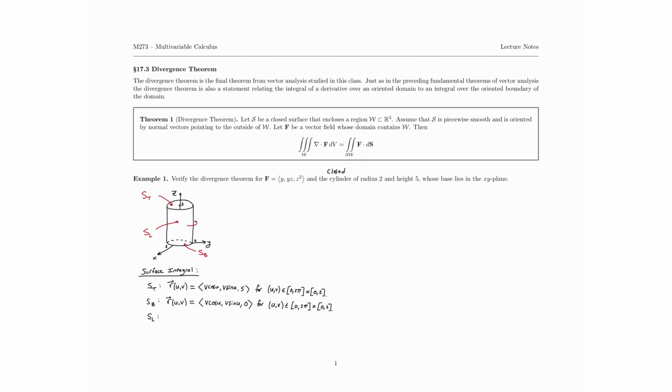For the lateral portion of the cylinder, I guess I should call this r_1, or let's call this r_T, r_B and, yeah, whatever, r_L. We're going to have some subscripts on subscripts here.